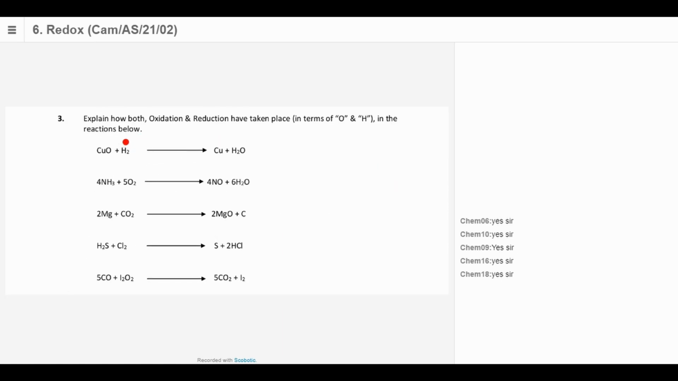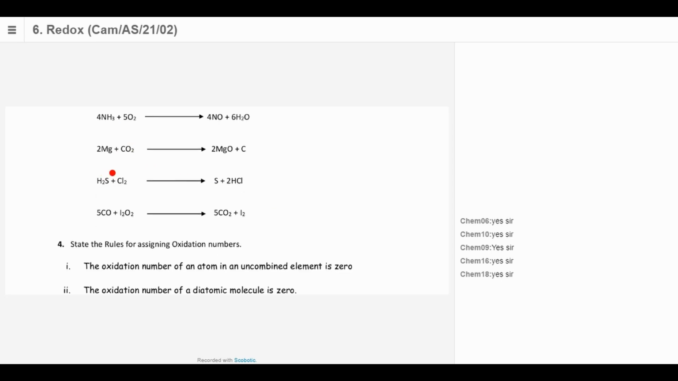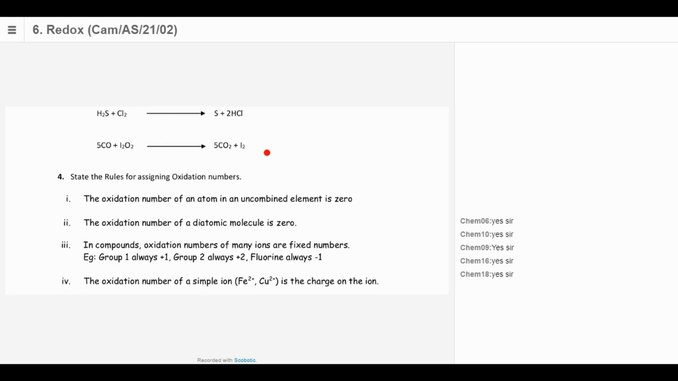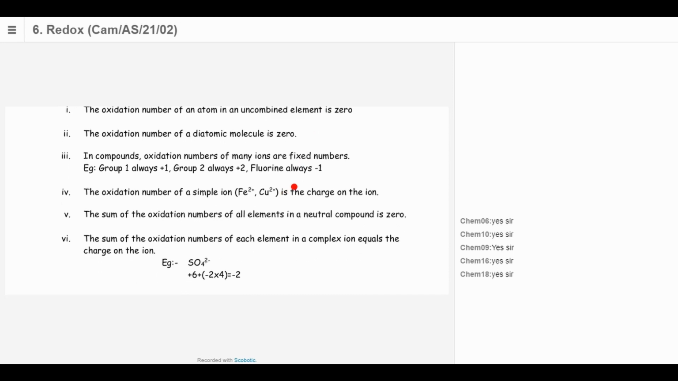You can see some diatomic molecules here. Hydrogen is diatomic, and then oxygen, chlorine, and iodine, they are diatomic molecules. So the oxidation number of a diatomic molecule is 0, and for certain elements, the oxidation numbers are fixed. For example, the oxidation number of group 1 elements is +1. Group 2 is always +2, and fluorine, even though group 7 shows multiple oxidation states, fluorine being the most electronegative element will show the oxidation state -1. And the oxidation number of a simple ion is the charge on the ion.